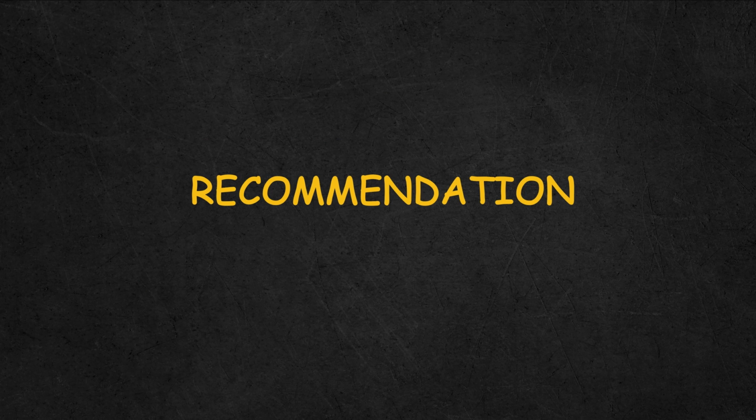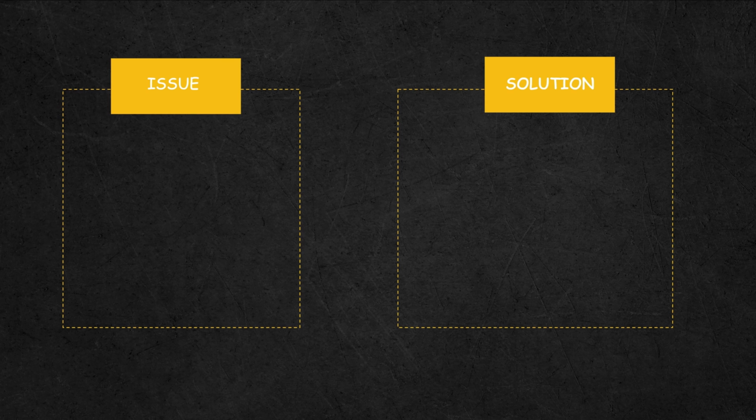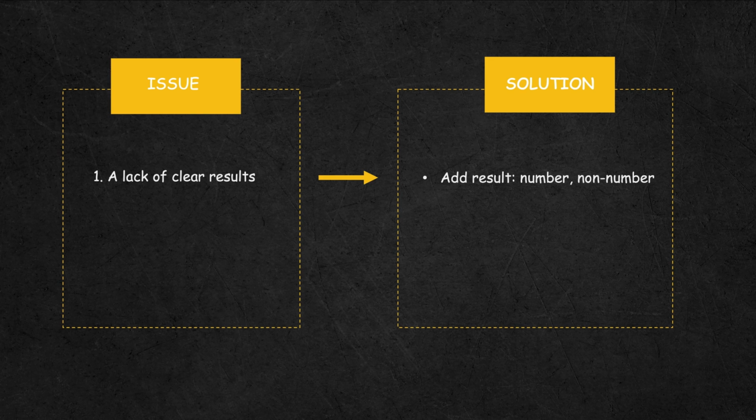We now come to the last part, which is recommendations. How should this resume be rewritten? First of all, the single biggest problem of this resume is the usual culprit of rejection in MBB screening rounds, a lack of clear results. So the next step in this regard is to add results. Remember, results can be numbers, but they don't have to.